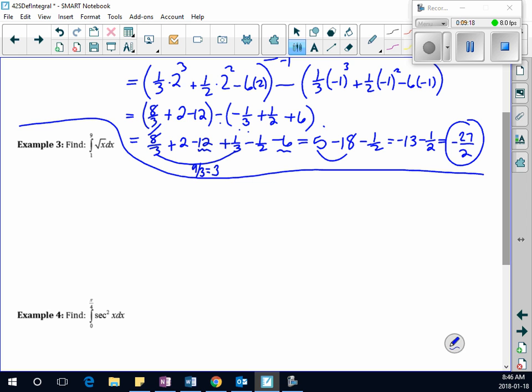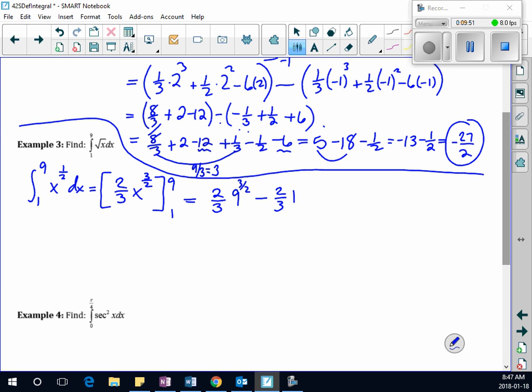So I'm going to write this over here. Remember, we always write the square root as x to the power 1/2. So I'm going to write it as x to the power 1/2 dx. So the antiderivative, if you add 1, you get x to the power 3/2. Multiply by the reciprocal, you get the 2/3. And this is going from 1 to 9. So 2/3, 9 to the power 3/2, subtract 2/3, 1 to the power 3/2.